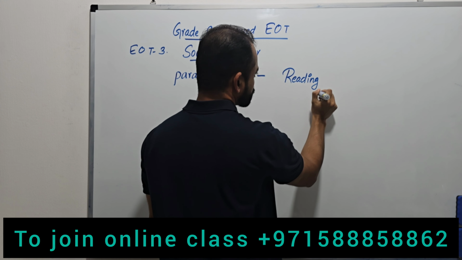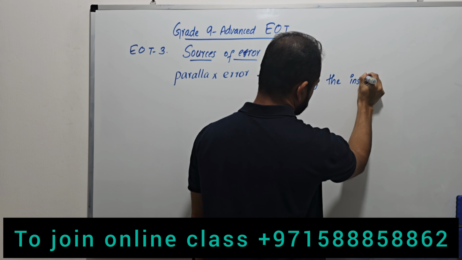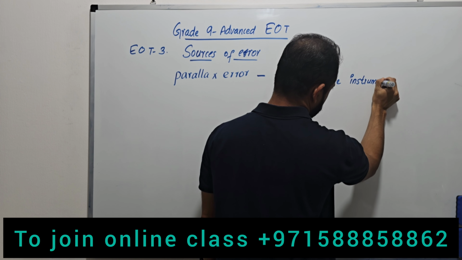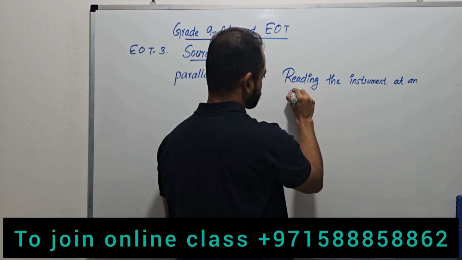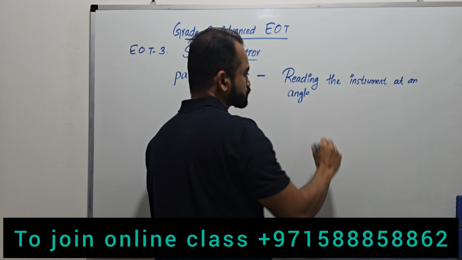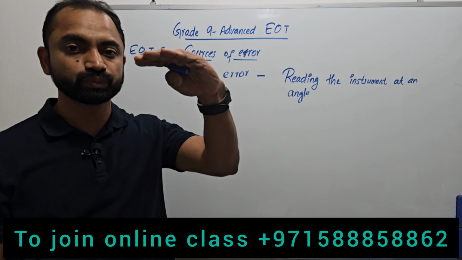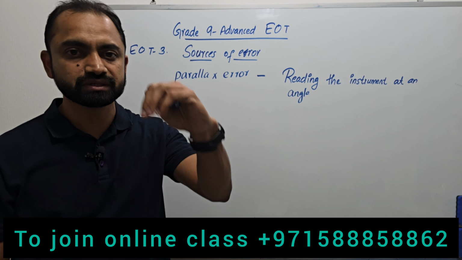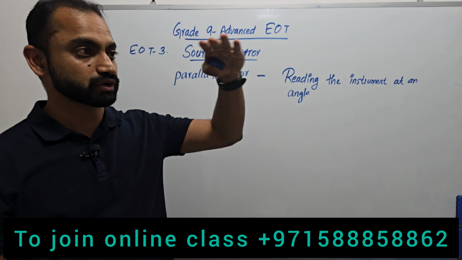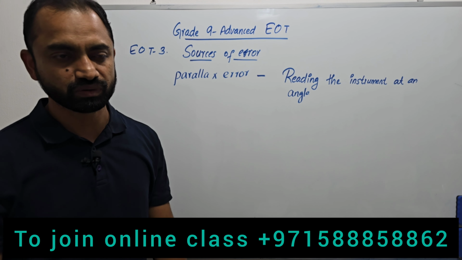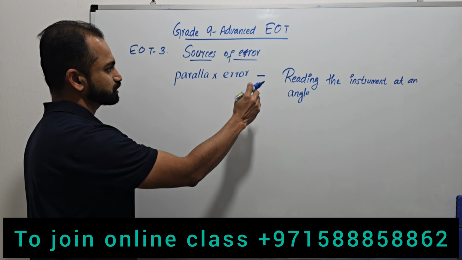The parallax error is due to reading the instrument at an angle. So we should not read the instrument at an angle. What is the correct practice of measurement? Look at the reading straight. So that is called parallax error.